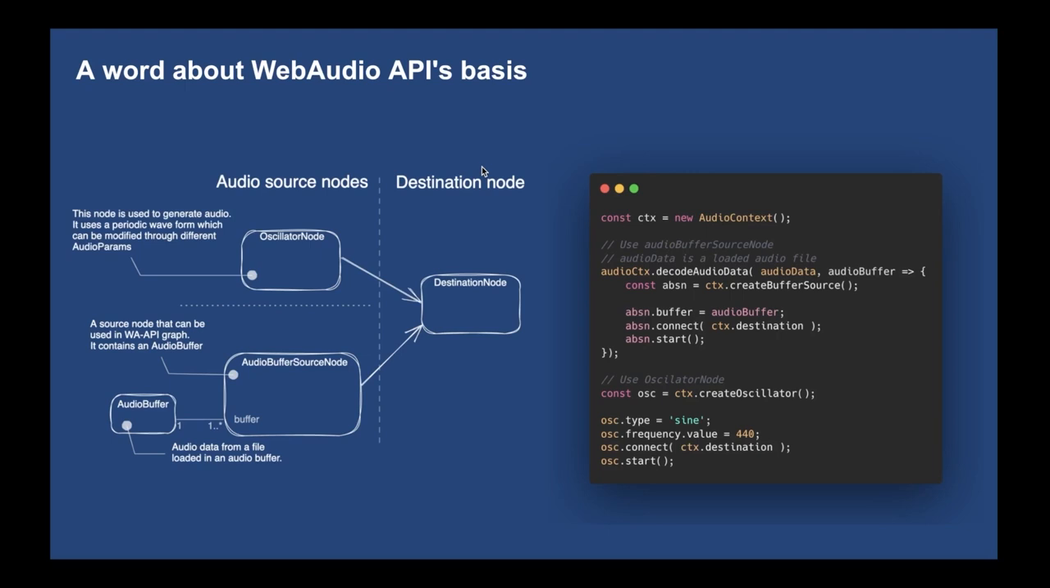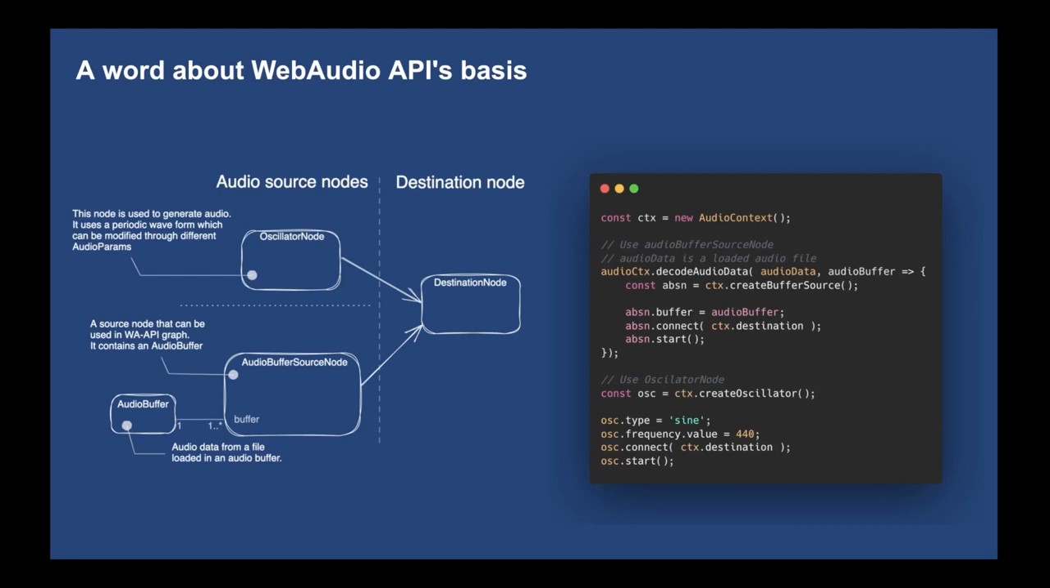Before continuing, we have to speak a little about the Web Audio basics. To play a sound with the Web Audio API, we just need 2 things: an audio source node and a destination node. We need to connect them, start the source node, and it plays the sound. No more things. Like here, we can have an oscillator node, which is an audio source node, connect it to the destination node and start it. The oscillator node will generate sound, but we also use the audio buffer source node to play an audio file, for instance. It's the same thing. We connect it to the destination node and we start it, and it plays the sound.